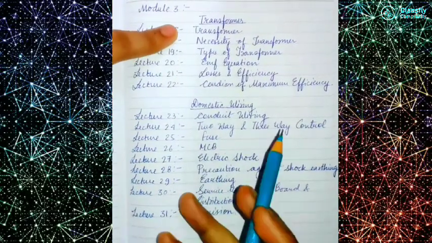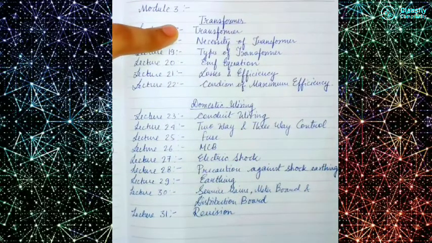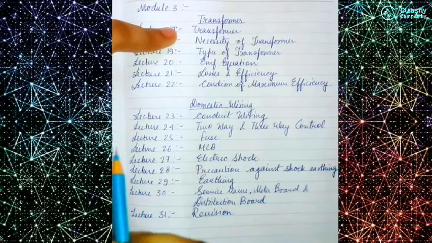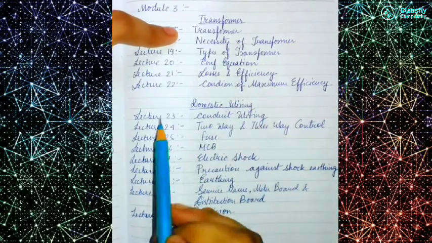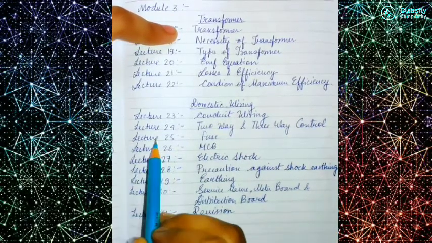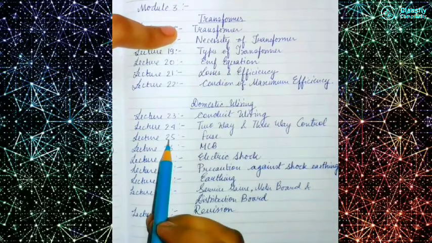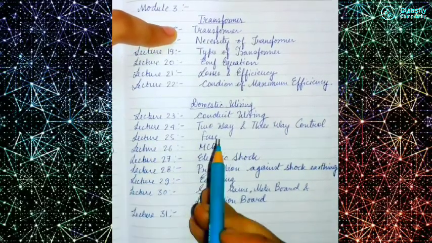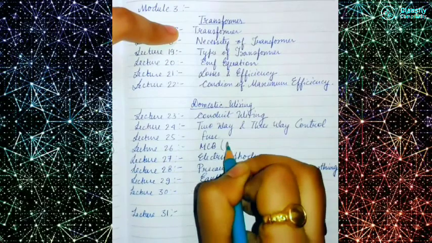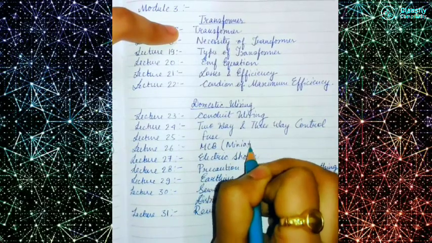Domestic wiring is your next subtopic. Here you are comprising of 8 basic lectures. That means you will be knowing here about conduit wiring, which is lecture 23. Lecture 24 is your 2-way and 3-way control of domestic wiring. Lecture 25 is your fuse. Lecture 26 is your MCB. MCB means miniature circuit breaker.